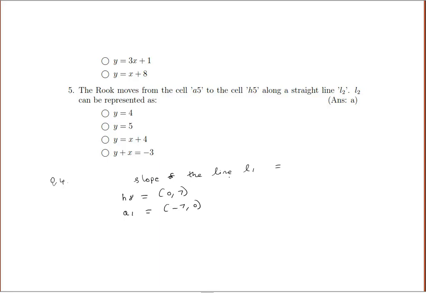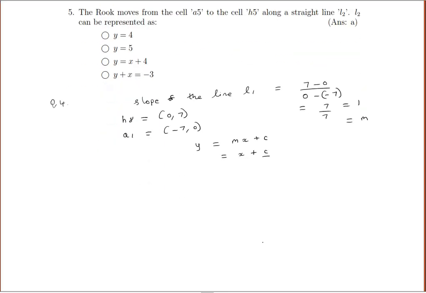So we get the slope by doing this: 7 minus 0 by 0 minus of minus 7. So 7 by 7, we get the slope to be 1, which we call M. So the equation of the line L1 can be represented as y equal to mx plus c, where m is equal to 1. So we get x plus c. Now we need to find the value of c, for which we substitute one of these points. Let's say we substitute H8 here in this equation.